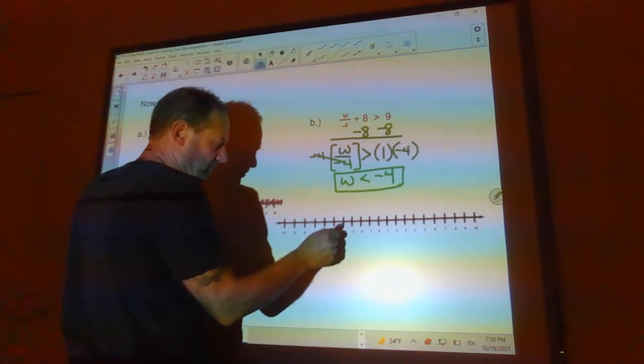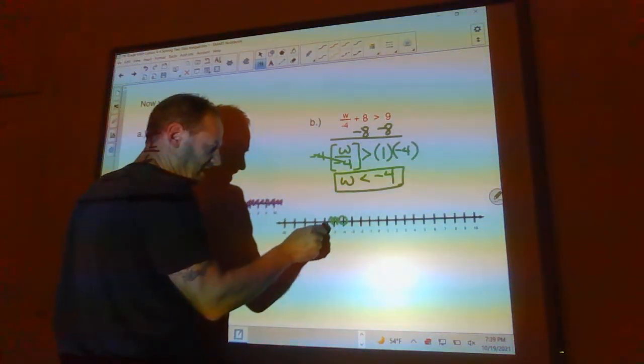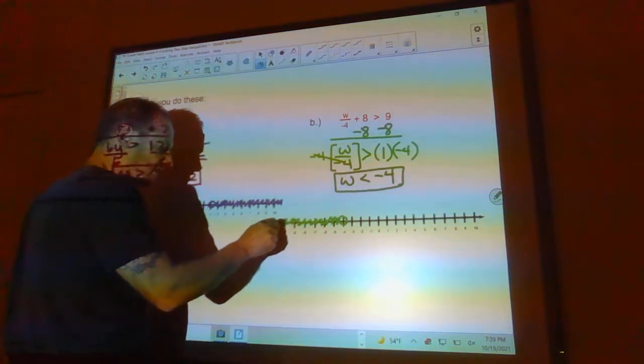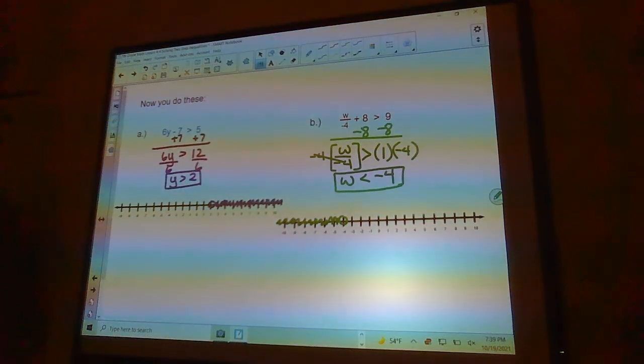I'm going to go to -4. I'm going to put an open circle. I'm going to shade the less than side, which is the left side. So that's what you should have got.